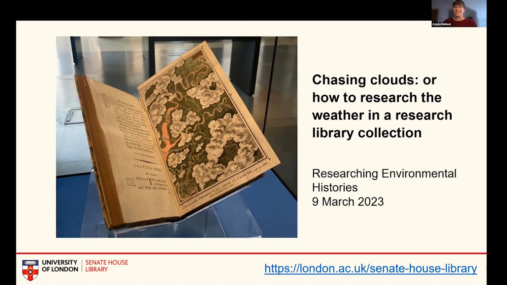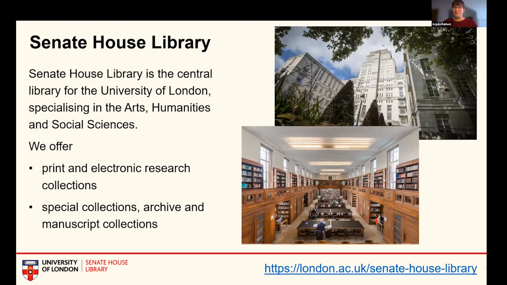So let's start out with an overview of Senate House Library. For those of you who are not aware of us yet, we are the central library for the University of London, but we're also one of the largest libraries in the UK that specialise in the arts, humanities and social sciences. And we're right next door to the Institute of Historical Research at Senate House, and just above the Institute of Classical Studies Library.